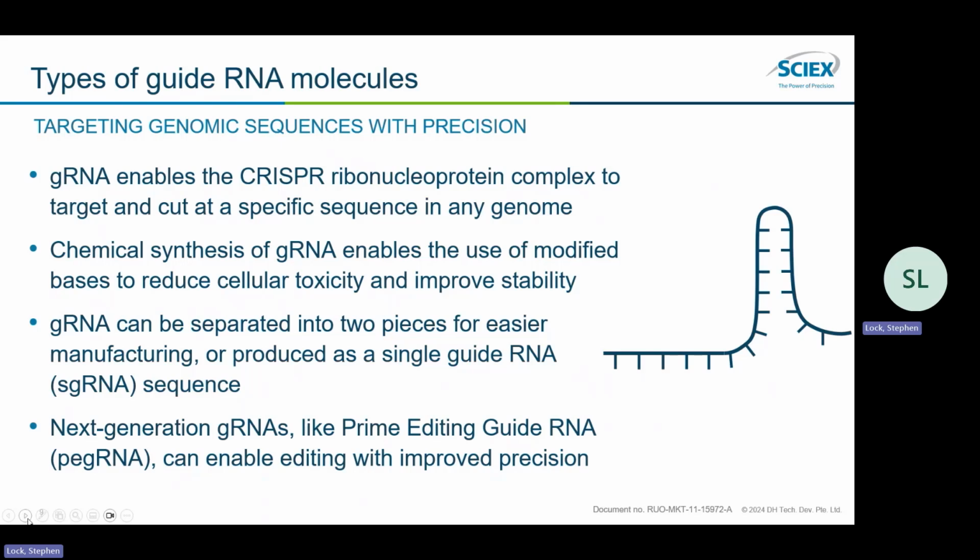And the guide RNA can be separated into two pieces for easier manufacturing, or produced as a single guide RNA sequence. There are the next generation guide RNAs, and these are prime editing guide RNAs. These are slightly bigger, but they can enable editing with improved precision. So again, this space is continually evolving.